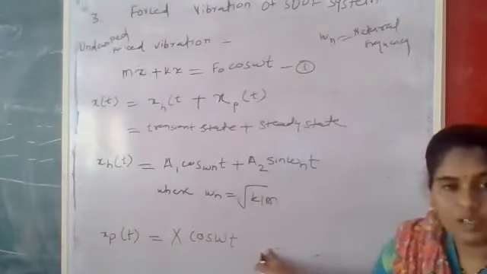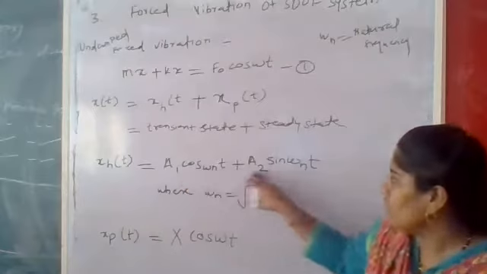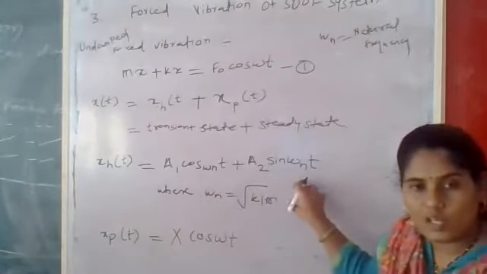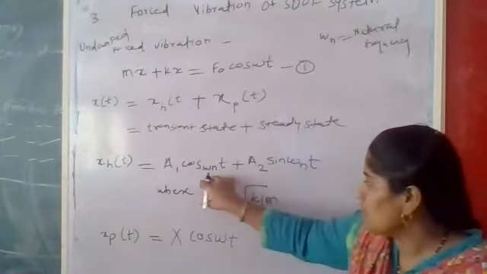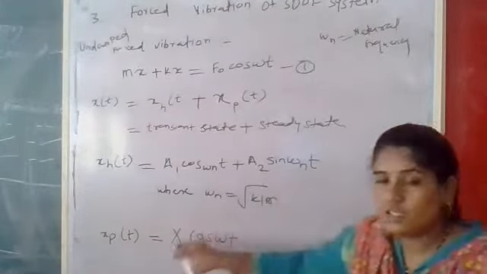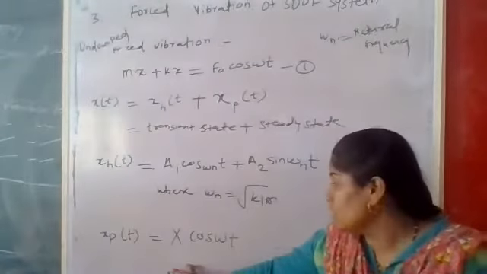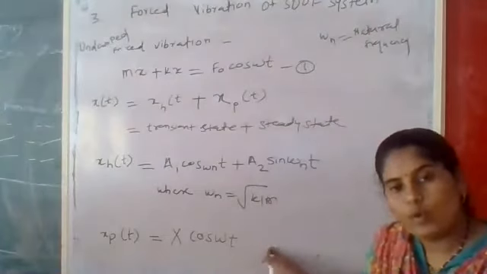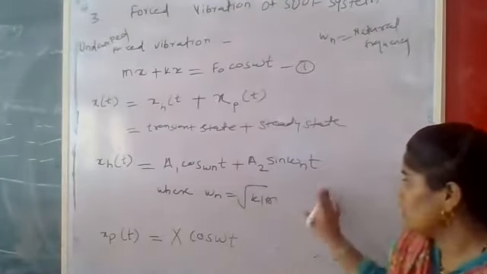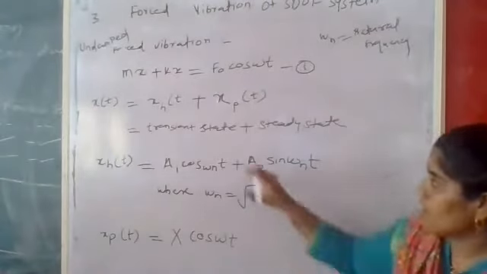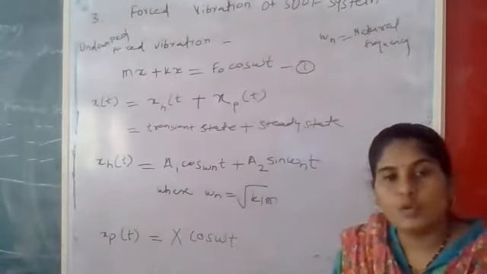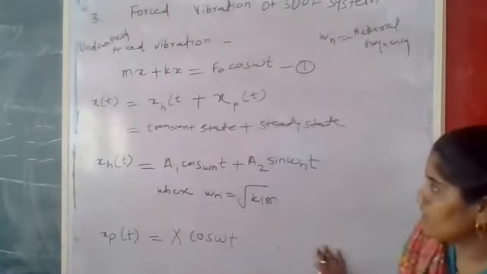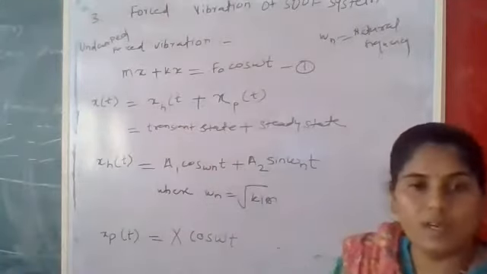You can understand here that xh of t, the homogeneous part, is with respect to omega n, that is, the natural frequency. But in the particular integral, X into cos of omega t, that omega is nothing but the forced frequency. So there is an addition. If we add these two, we get x of t, which is the response of forced vibration. So all of you write this down. Is everyone clear? Now, what is meant by this x of t?